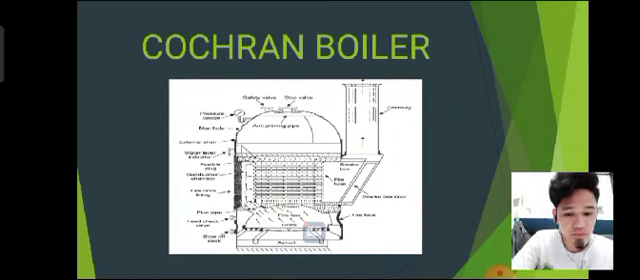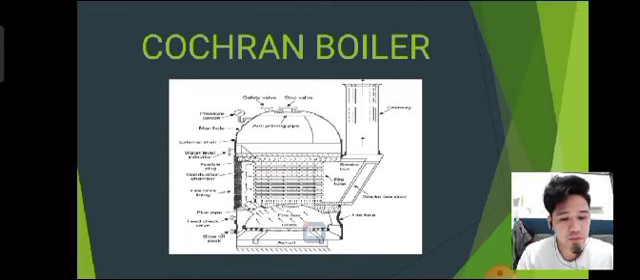Cochran boiler. This is a vertical boiler, different from the previous two. The boiler axis is vertical. It has a firebox where the burning of fuel takes place, and below the firebox there is a grate. The efficiency of the Cochran boiler is approximately 70%. This is not a very efficient boiler.